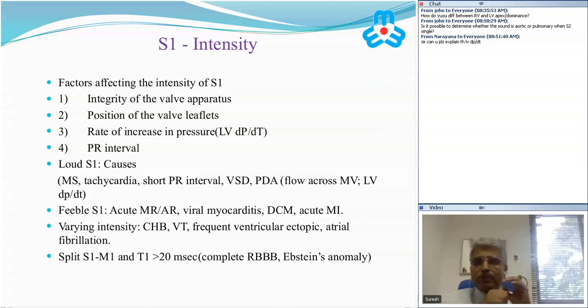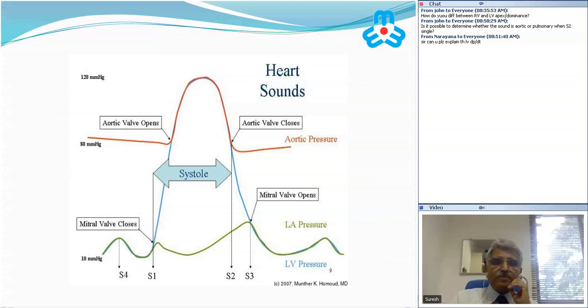Okay, you wanted to know whether I can explain the LV dP/dt. You look at this part of the picture; actually, the picture does not show the diastole in detail. When the LV pressure rises, look at this part. This is a fairly steep rise in pressure. This can be much slower like this. I hope you are seeing my arrow. This can be much slower, which means the LV is generating the pressure much more slowly.